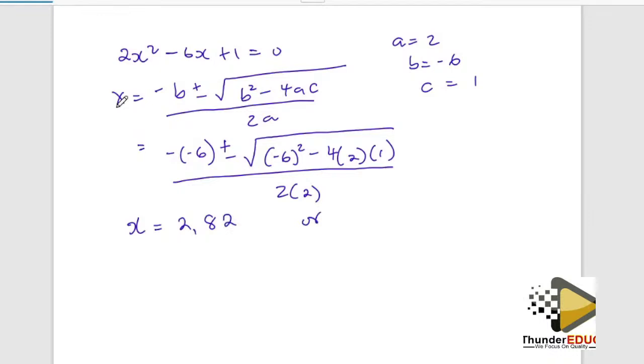And then what if I just go back and replace that with the minus? I'm ending up with 0.177. It's going to be 0.18. So those are the two answers that we expect.